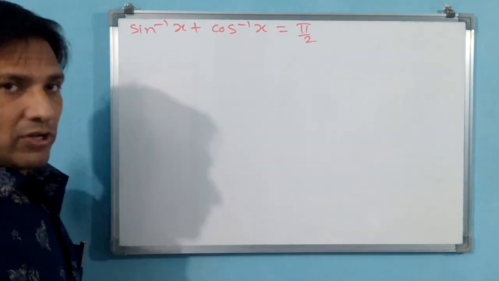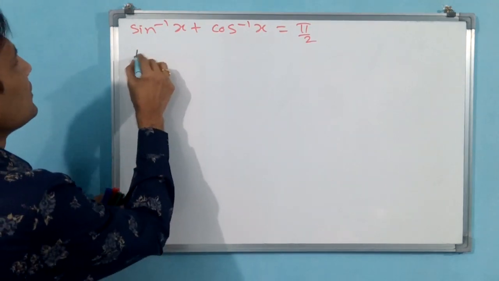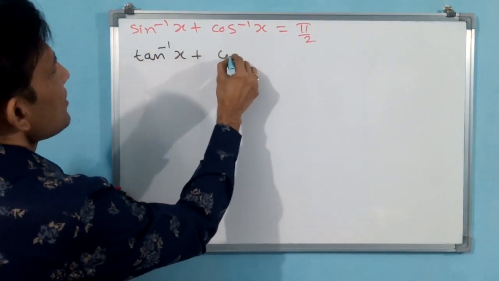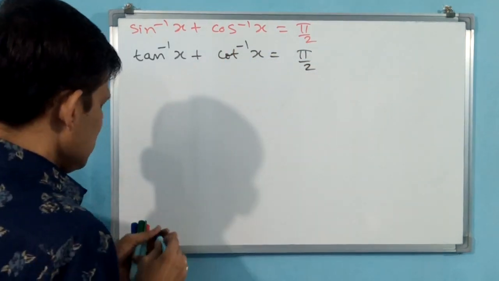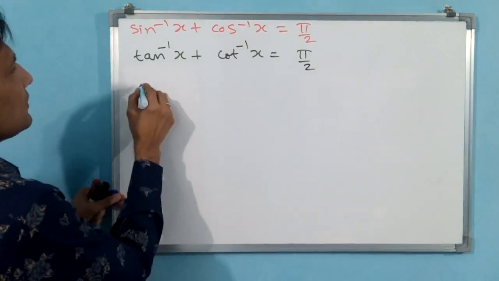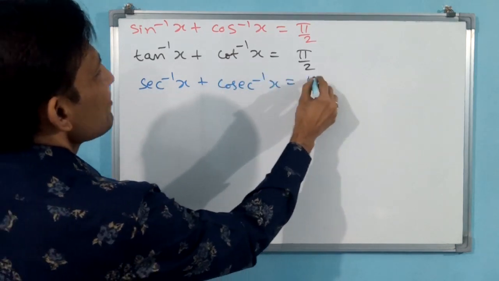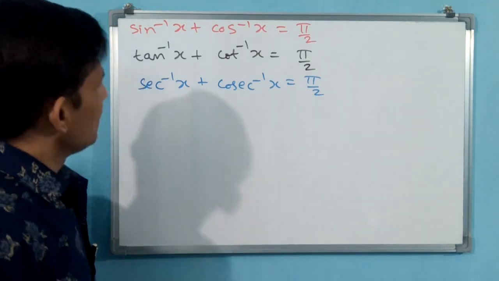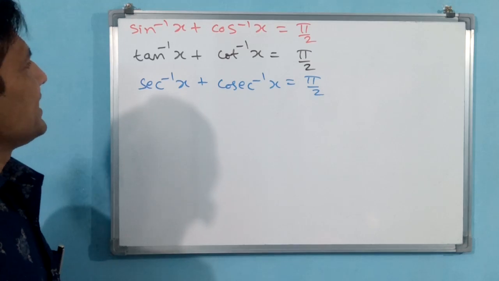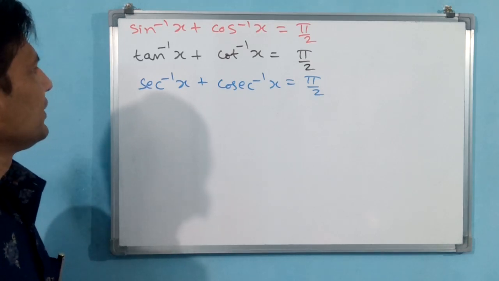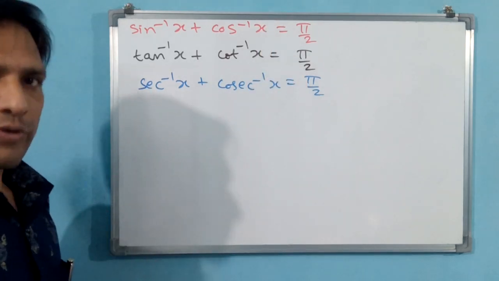pi by 2. Okay, you see, the remaining two also I am writing. Sin inverse x plus cos inverse x is equal to pi by 2. Tan inverse x plus cot inverse x is equal to pi by 2. And the third one is secant inverse x plus cosecant inverse x is equal to pi by 2. These three also you have to take.